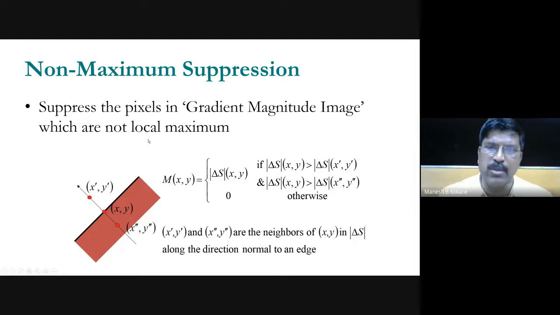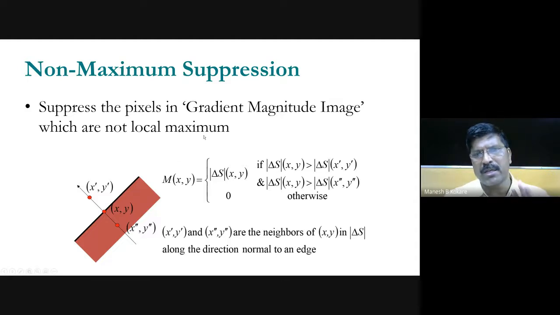For non-maximal suppression, as I said, there are three pixels which give output in the magnitude image as an edge pixel. One pixel is (x, y), and the neighboring pixel (x', y') is also giving a high gradient magnitude, and (x'', y'') is another pixel which also does. Among these three pixels we have to select only one, because we want one response, not many responses. This can be done using non-maximal suppression.